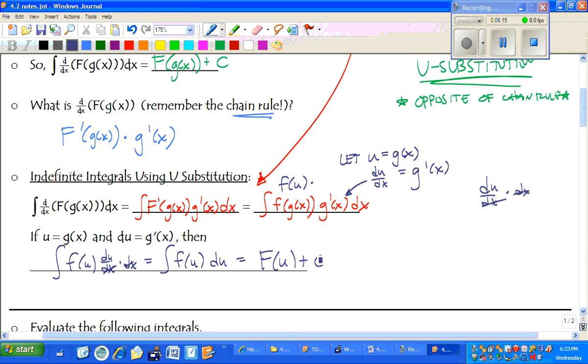Now, the problems we're going to be looking at today are very similar to this. They're going to start off looking very complicated and difficult, but just by using a little u substitution, we can make it look a lot simpler and make it into something that we can do the antiderivative of. And then at the very end, we can substitute back in for u.